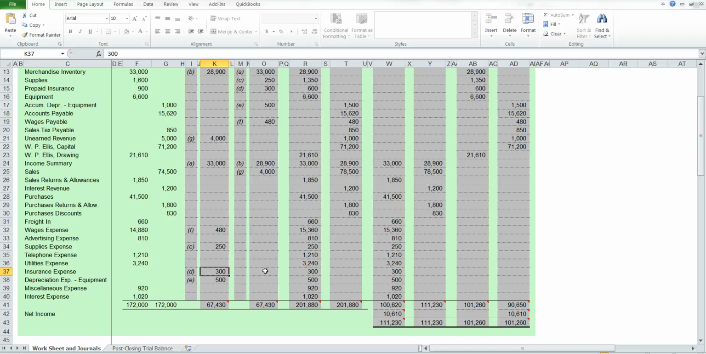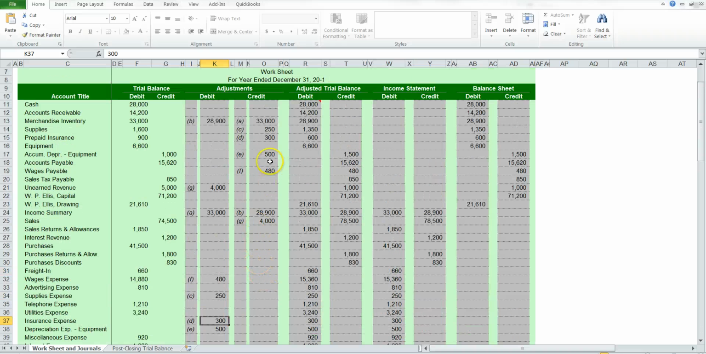Depreciation expense for the year is $500, and then we need the depreciation expense equipment for $500. Wages earned but not paid is $480. So we need to account for that in wages payable, and we will expense it in wages expense.